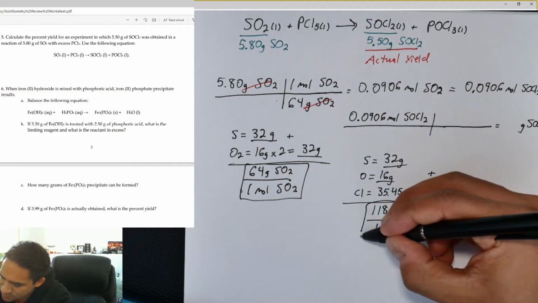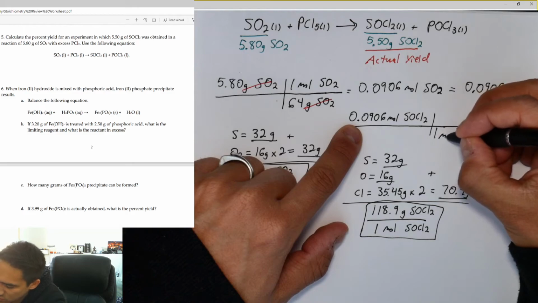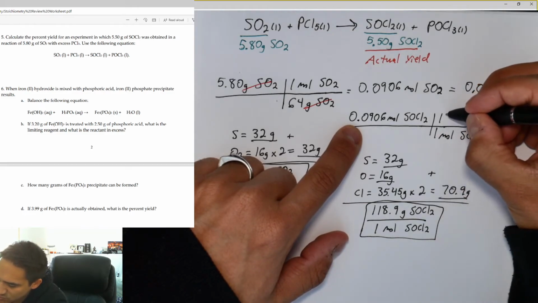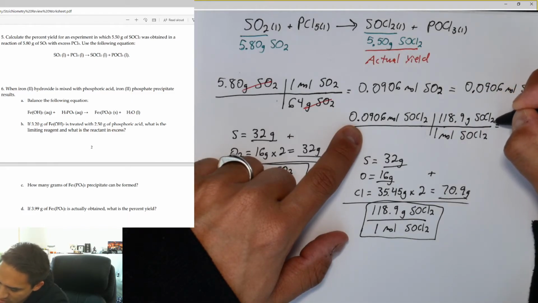There's our molar mass. So we're starting with moles, which means the 1 mole of SOCl2 will be on the bottom of our fraction. And the grams, which is 118.9 grams, will be on the top of our fraction like this.